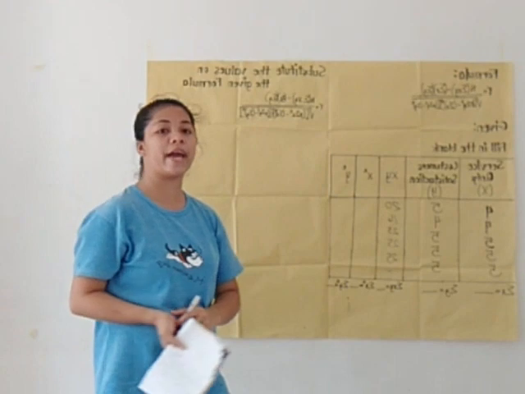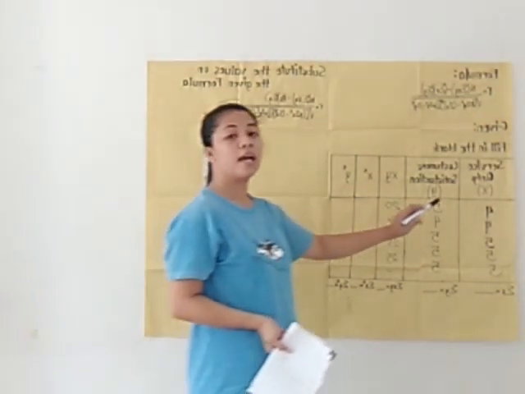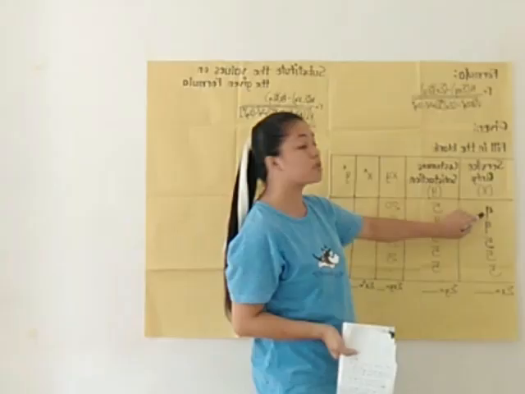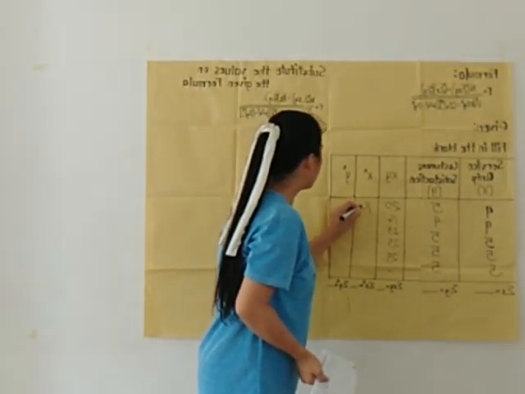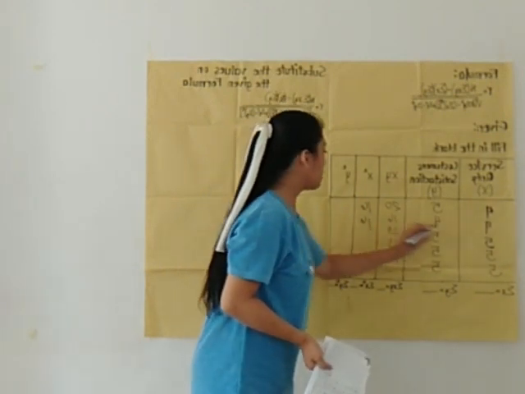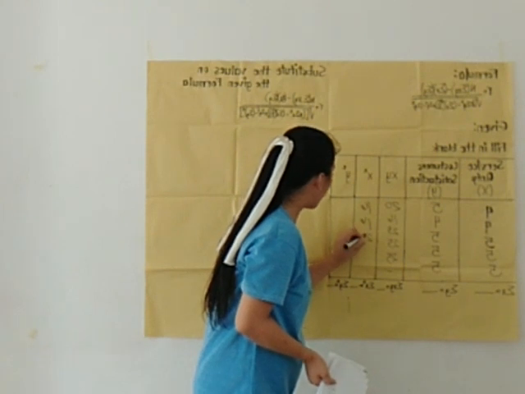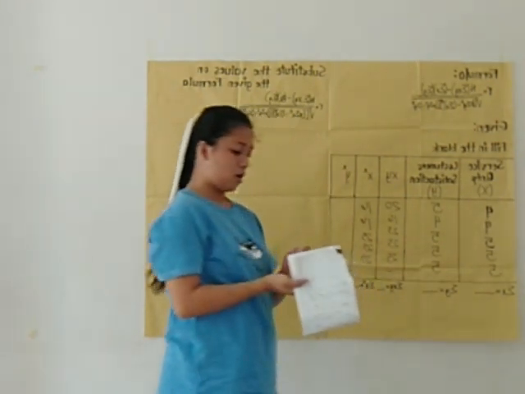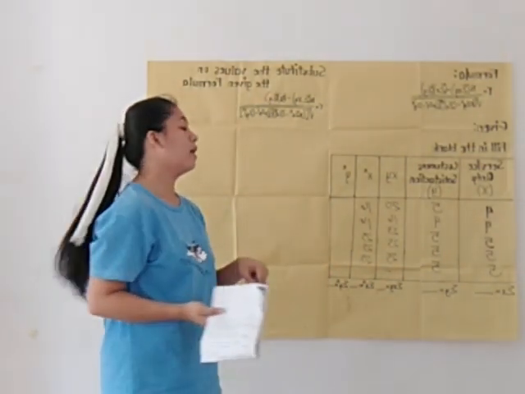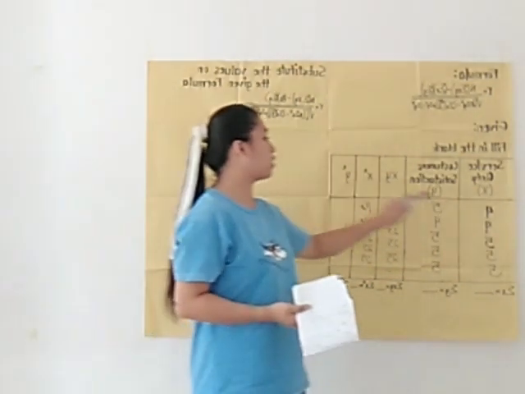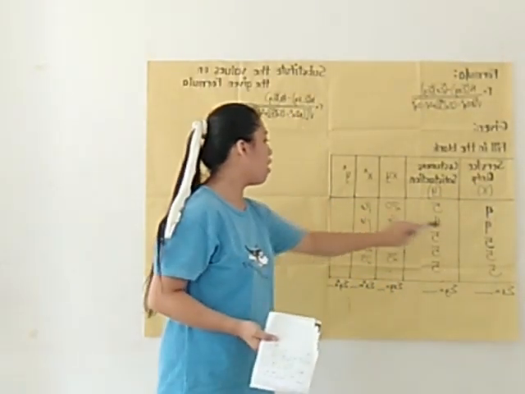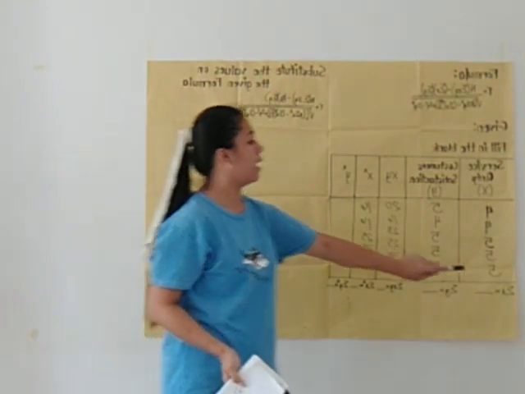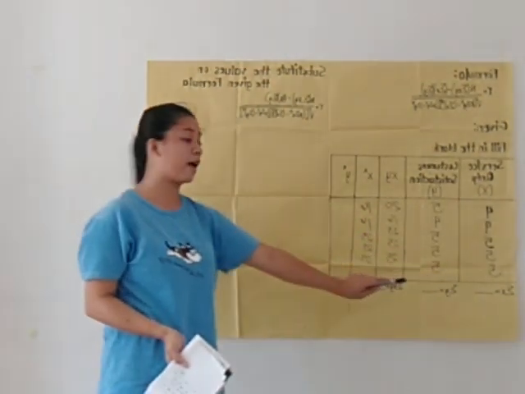The next step, to get the value of x squared, we need to multiply the value of x by itself. 4 times 4 is 16, 4 times 4 is 16, 5 times 5 is 25, 5 times 5 is 25, and the last number, 5 times 5, is also 25.